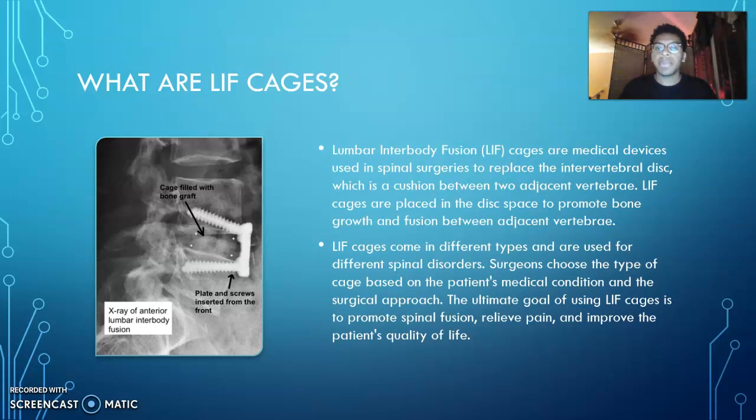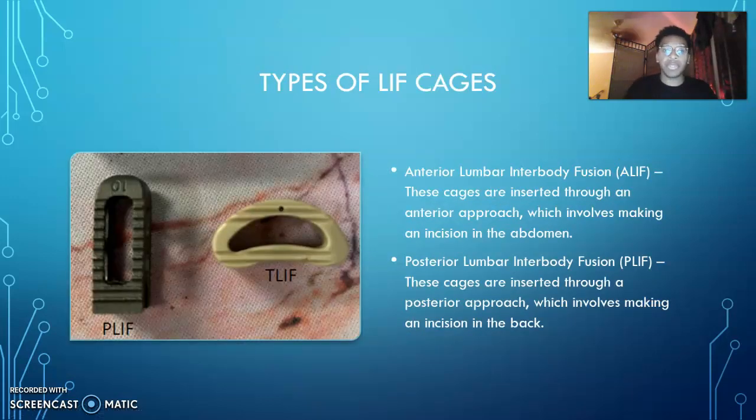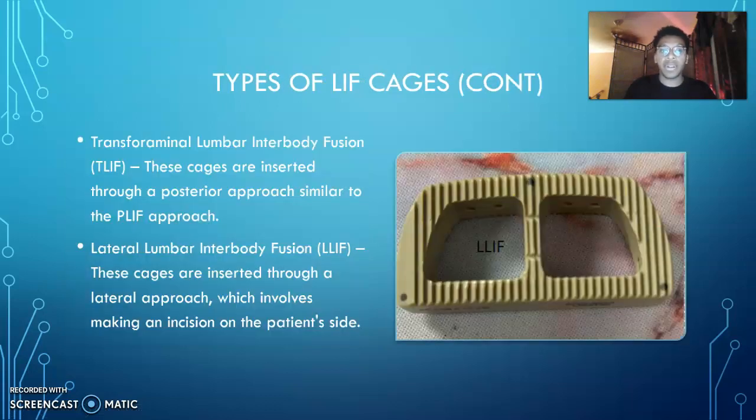So LIF cages are a medical device used in spinal surgeries that are meant to replace your intervertebral disc, which is the cushion between two adjacent vertebrae. These LIF cages are placed in the disc to promote bone growth and fusion across adjacent vertebrae. There are several types of LIF cages: anterior and posterior LIF cages, which are referred to as A-LIFs and P-LIFs, transforaminal LIF cages, which are T-LIFs, and lateral LIF cages, which are L-LIFs.